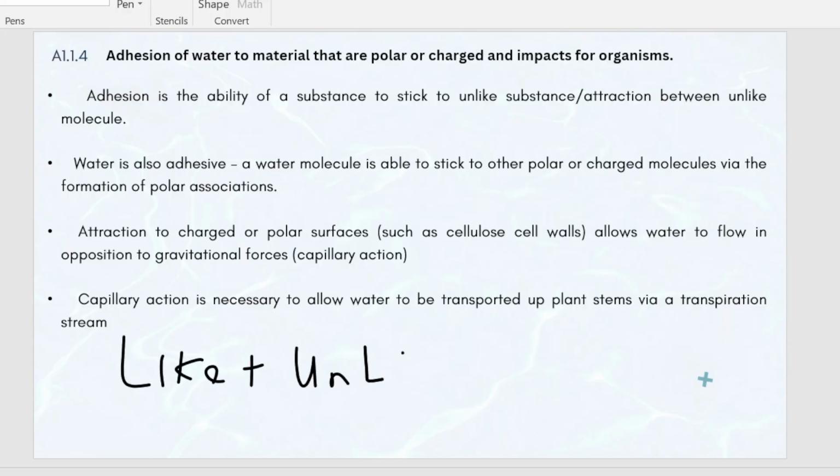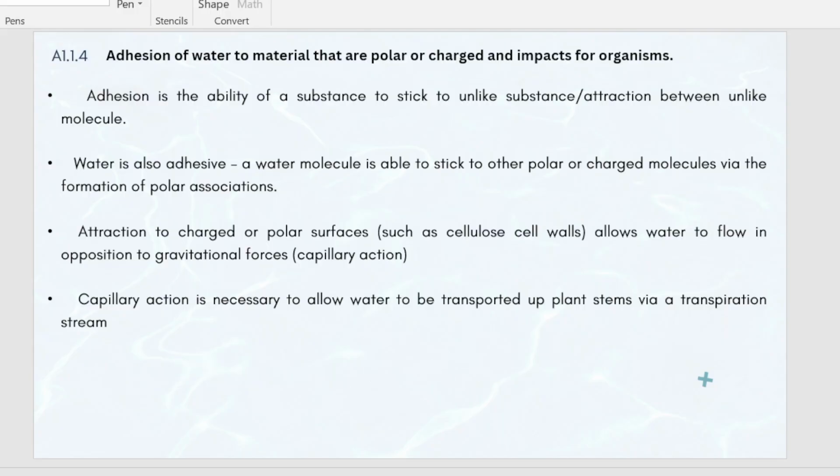So this is like plus unlike. So water is attracted to other substances, and that is the case of adhesion. Water is adhesive. Water is able to stick to other polar or charged molecules via the formation of polar association. So water is attracted to the cell wall of plants.